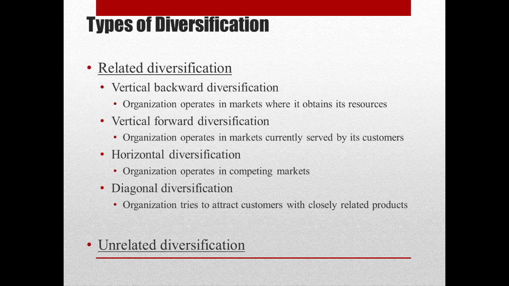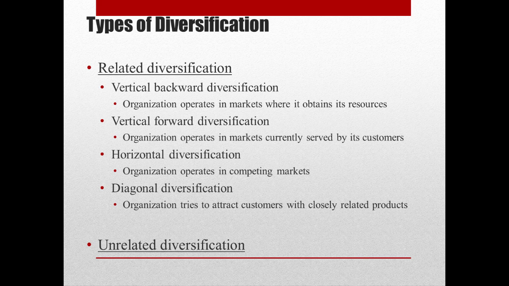There are several types of diversification. Related diversification is when the products and/or markets share some degree of commonality with existing ones. Examples of related diversification include vertical backward diversification. This is where the organization operates in markets where it obtains its resources. For example, a tour operator developing a hotel chain or an airline. This brings one closer contact with suppliers. There is vertical forward diversification. This is where the organization operates in markets currently served by its customers. For example, a tour operator developing travel agent businesses, bringing them closer contact with customers.